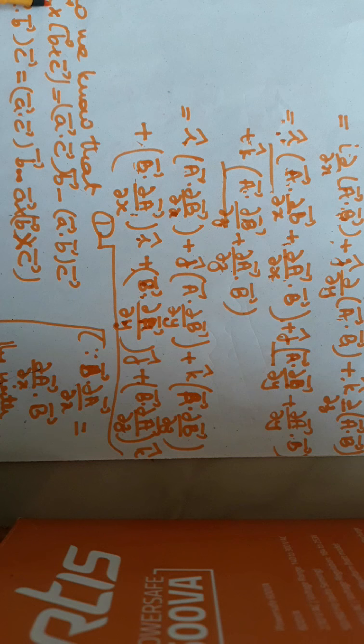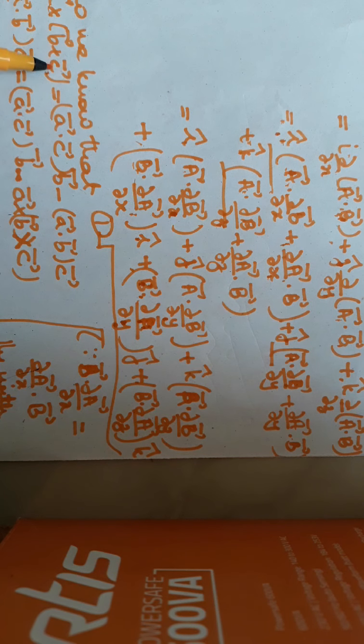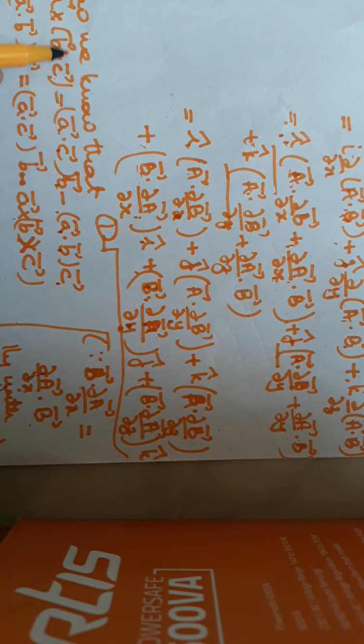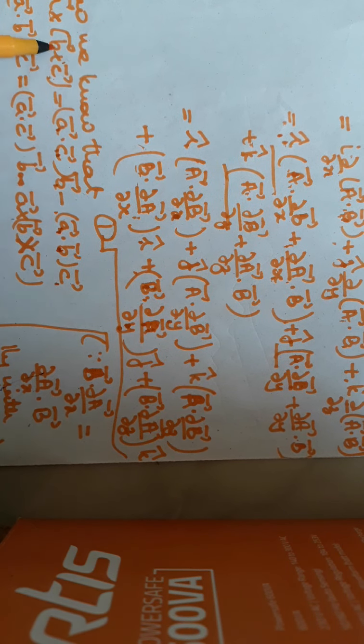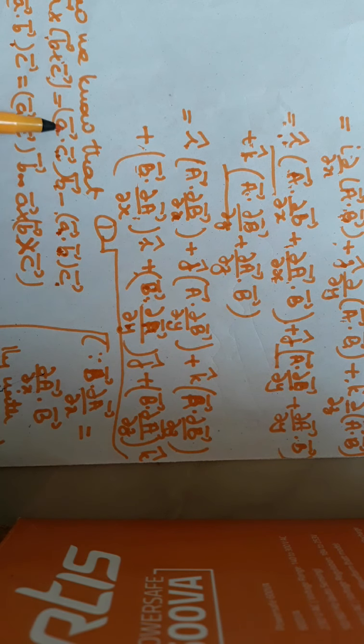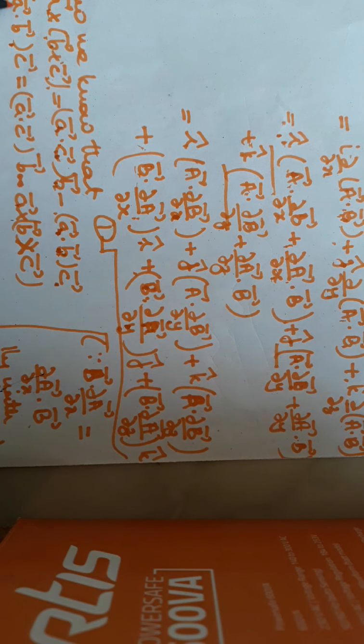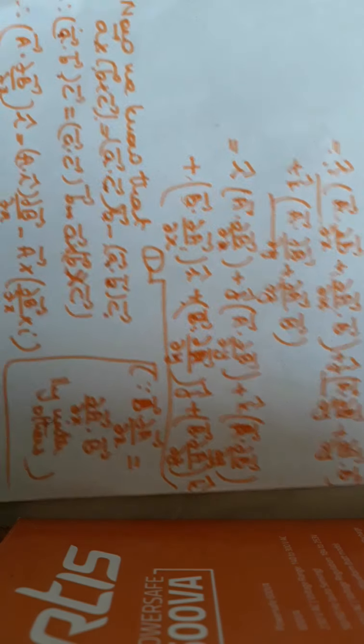But we know that from the cross product of three vectors, a bar cross b bar cross c bar is the same as a bar dot c bar into b bar minus a bar dot b bar into c bar. So bring this to this side. So what remains here is a bar dot b bar into c bar. Bring this to the other side. So you have a bar dot c bar into b bar minus this, that is a bar cross b bar cross c bar.